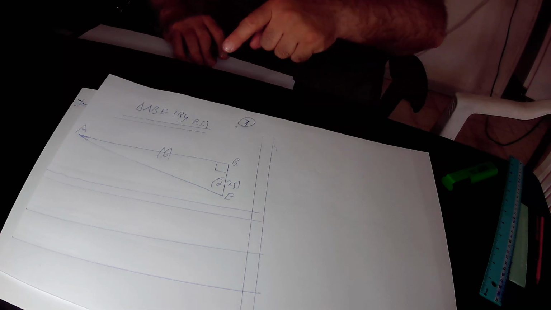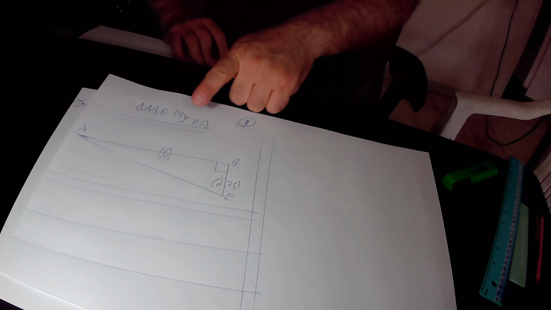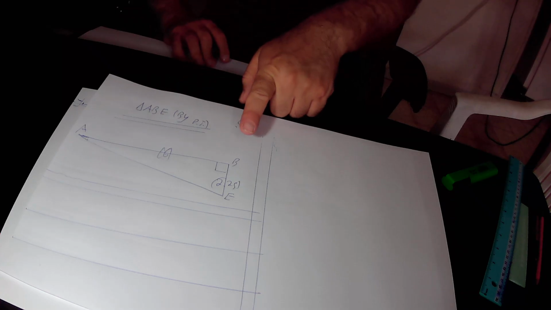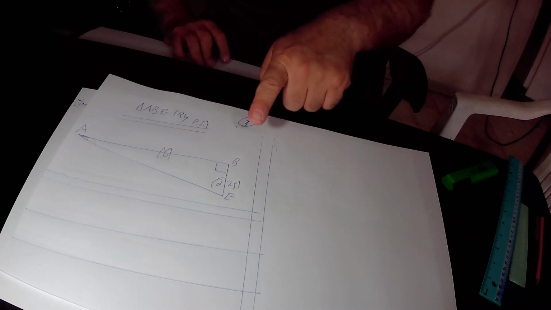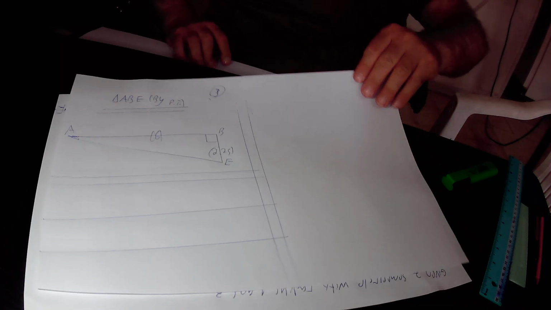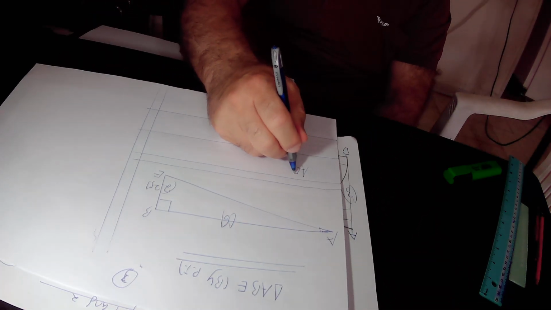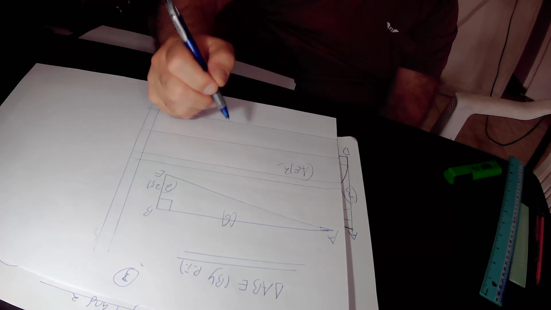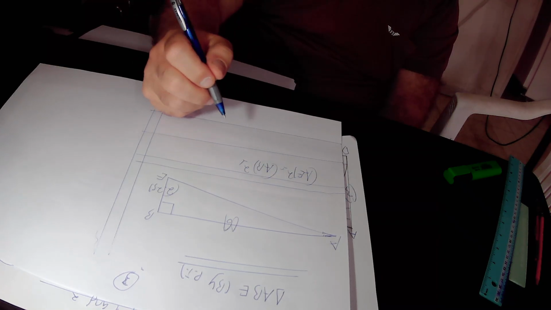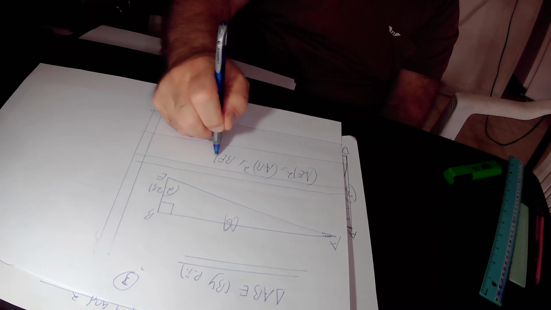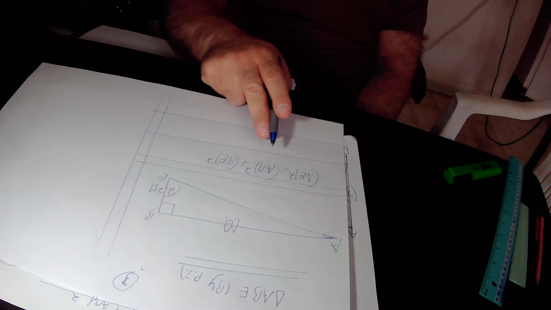According to the Pythagoras theorem, in this right triangle ABE, AE squared, that is the square of the hypotenuse, must be equal to AB squared plus BE squared. So write it down. AE squared, that is the square of the hypotenuse, must be equal to AB squared plus BE squared. AE is the missing side, so we will leave it as it is.